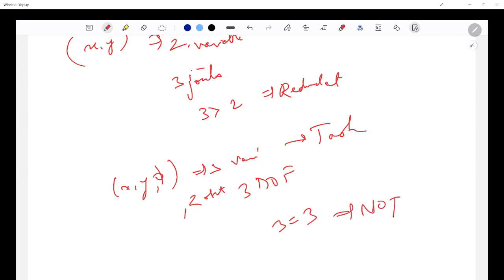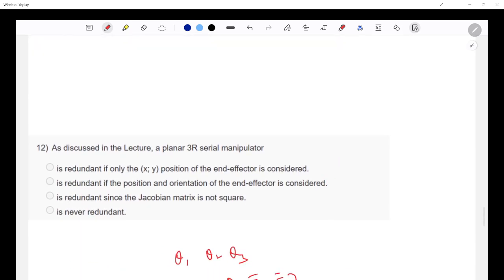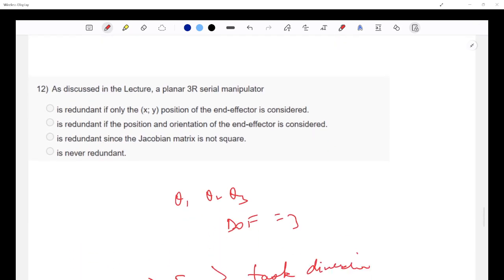Okay. So your question has, it is redundant only if xy position of the end effector is considered. True, because degrees of freedom here is 3 and task is just 2. So extra degree of freedom leads to redundancy. Second option is redundant if position and orientation are considered. No, it would be degrees of freedom is 3 and task is also 3. So it is not redundant. Exactly constrained. Third option is, it is redundant since the Jacobian matrix is not square.